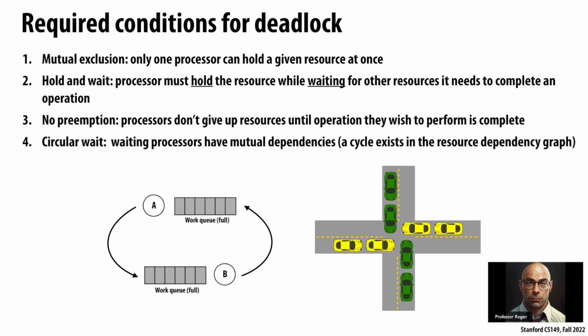Third, there must be no preemption, which means processors don't give up resources until the operation they wish to perform is complete. Finally, there must be circular wait, which means that waiting processors have mutual dependencies and a cycle exists in the resource dependency graph. With these four conditions in place, deadlock can occur.